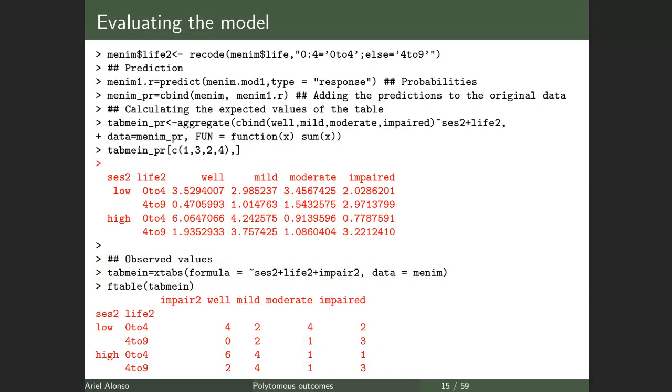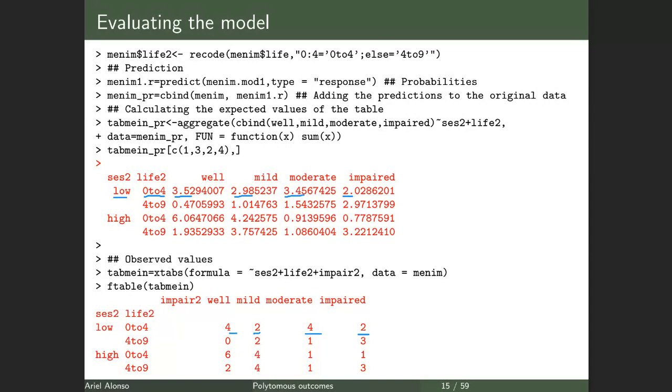And if you look at the table, you see that the model is not doing that bad. For instance, the model predicts that with low socioeconomic status and between 0 and 4 life events, we should expect 3.5 individuals doing well. We should expect about 3 individuals doing mild symptoms, 3 doing moderate, and 2 individuals impaired. And here you have the observed values, which are relatively close to the predictions of the model, right?